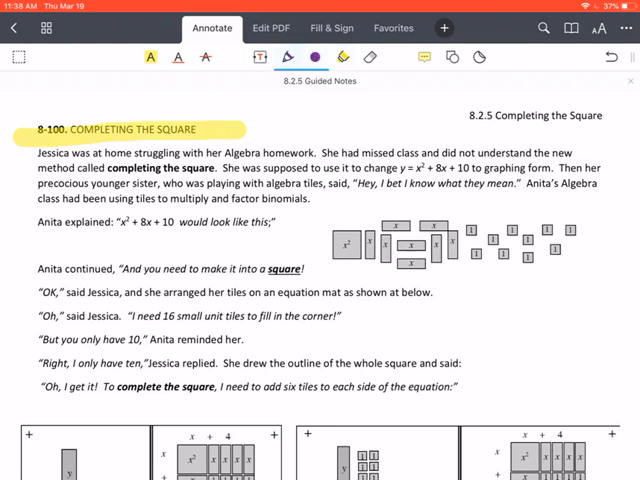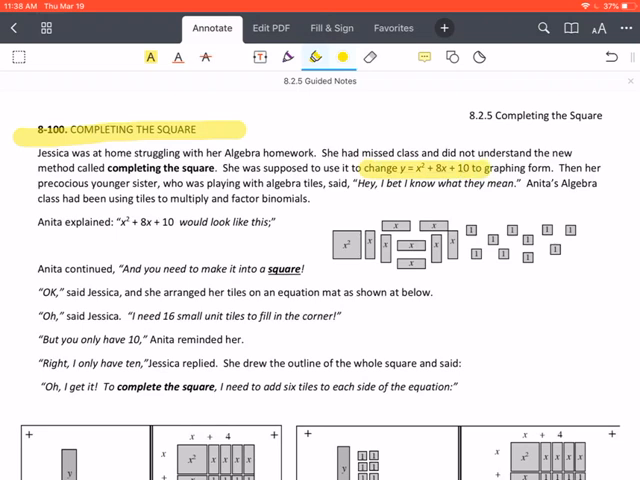So it says, follow along with me. You do not need to copy all of this down. Okay, you're going to copy down when I start a new problem from scratch. It says, Jessica was at home struggling with her algebra homework. She had missed class and did not understand the new method called completing the square. She was supposed to use it to change the standard form. Whoops. Let's get our highlighter to change the standard form into graphing form.